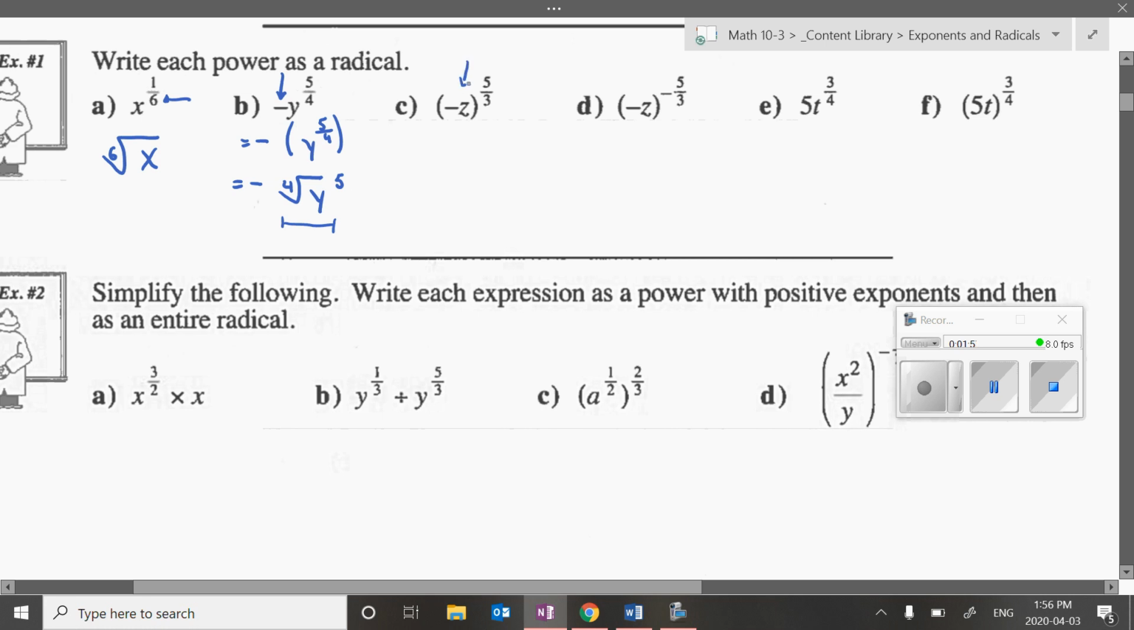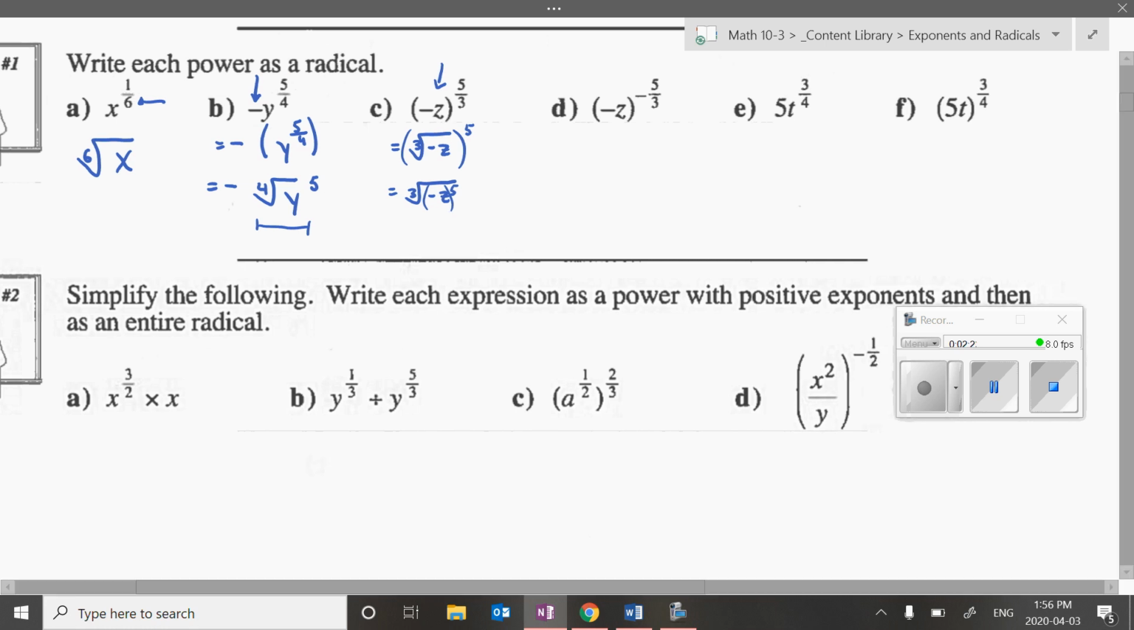Next question, slightly different because of those brackets. So I get the cubic root of negative z all to the power of 5. Now remember, you can write your answers like that, or I could do the cubic root of negative z to the power of 5. If you do it the second option, remember that that negative z would be in brackets. Because it's a 5, it doesn't matter, but it's just a good habit to be in.